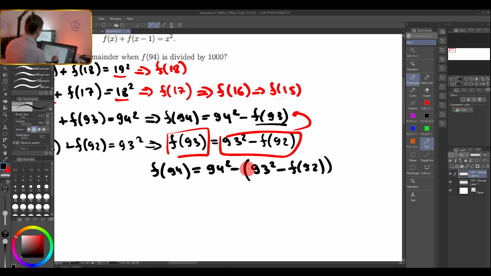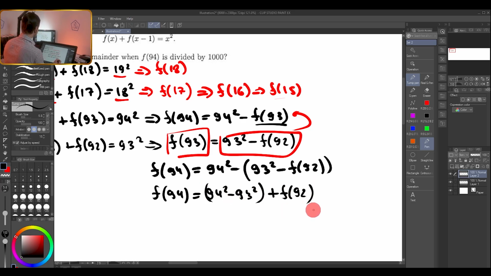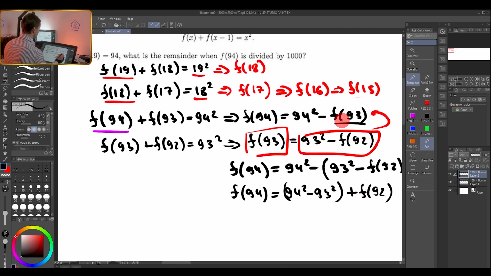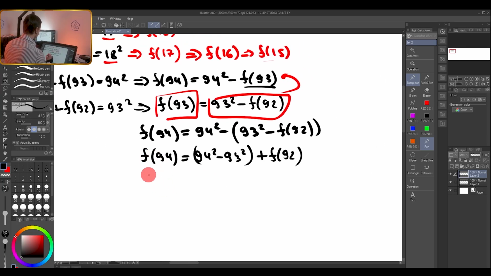It's like the first number minus second number, and the difference is just 1, and it simply times the sum of these numbers. So it will be f of 94 equals 94 squared minus 93 squared. We will leave it like this at the moment, plus f of 92. And obviously, it worked for us one time when we expressed f of 93 by using this formula. Well, it will work for us again.